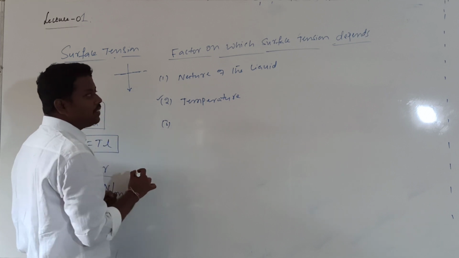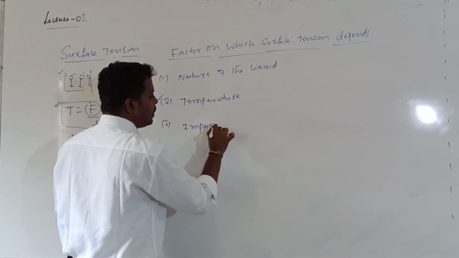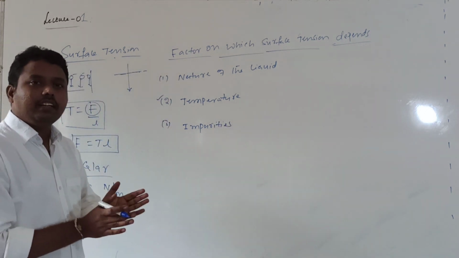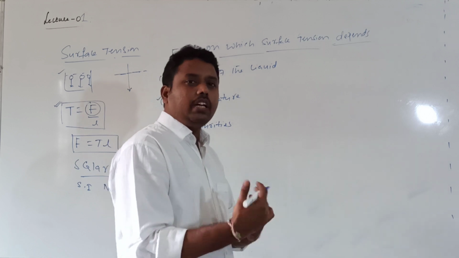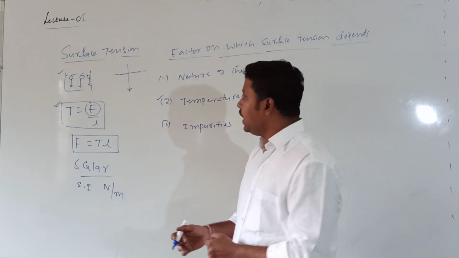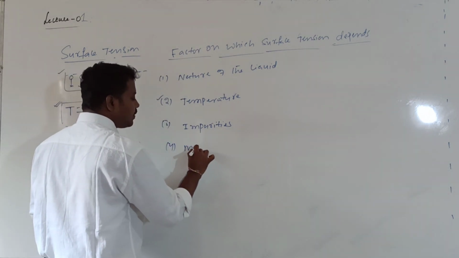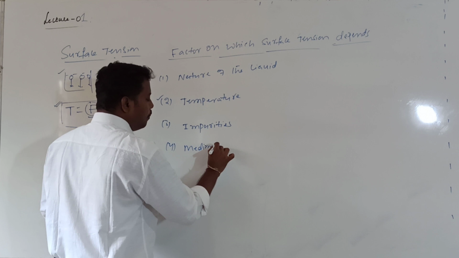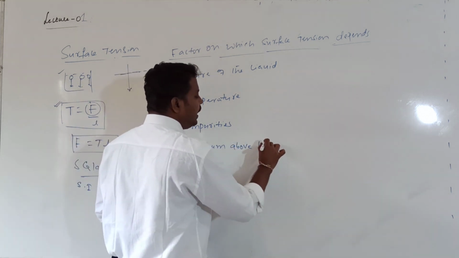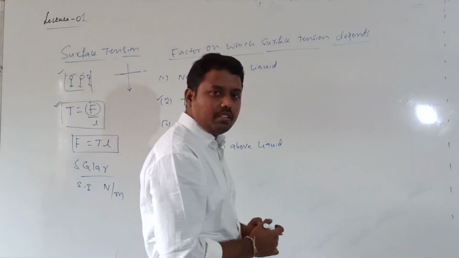And the third factor is that it depends upon the impurities. What are the impurities present? The impurities added to that liquid will also affect the surface tension of the liquid. Another important factor is that it depends upon the medium above the liquid. What is the medium above the liquid? That is also a very important factor for deciding the surface tension.